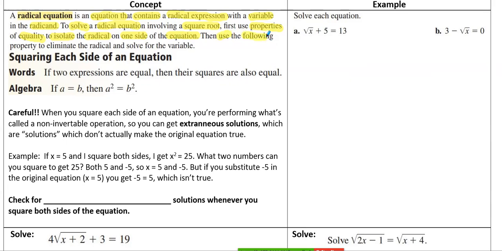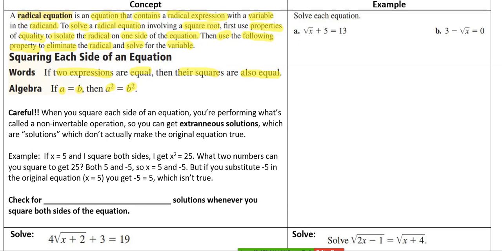Then use the following property to eliminate the radical and solve for the variable. What is this mysterious property? Squaring each side of an equation. What? You can do that? If two expressions are equal, then their squares are also equal. So if A is equal to B, they're the same exact thing. If you square A, then you'll have to also square B. Hopefully that makes intuitive sense to you.